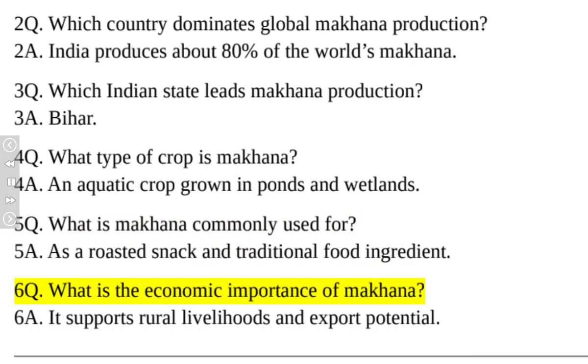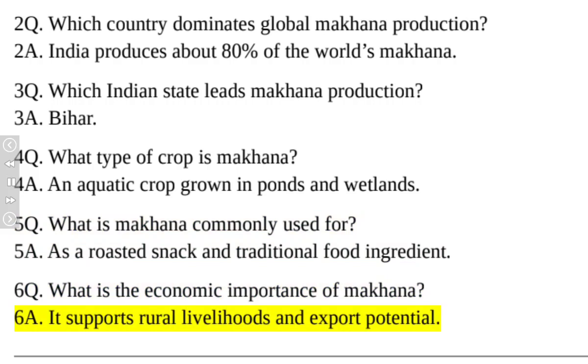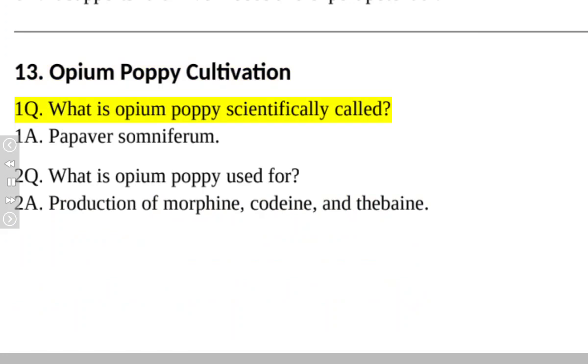6Q. What is the economic importance of makhana? 6A. It supports rural livelihoods and export potential. 13. Opium poppy cultivation. 1Q. What is opium poppy scientifically called? 1A. Papaver somniferum. 2Q. What is opium poppy used for?